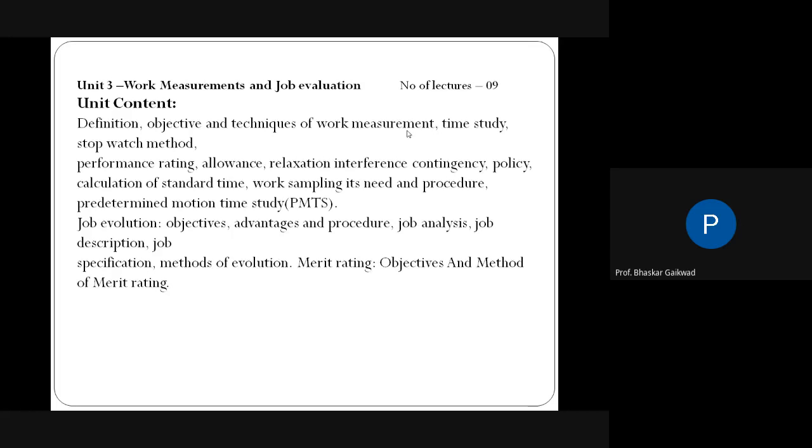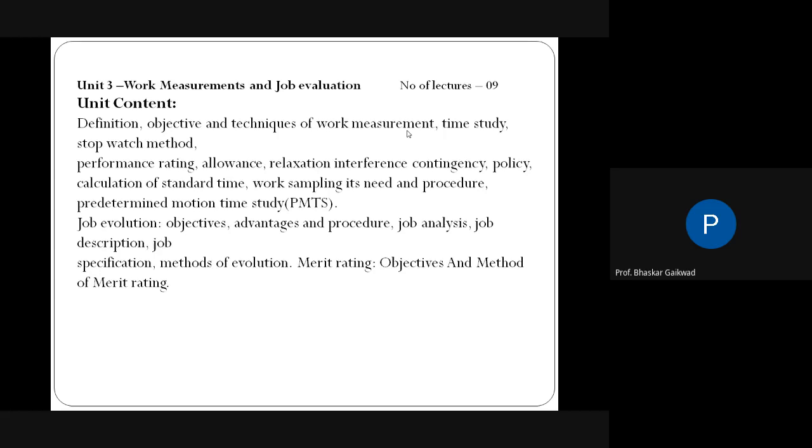So here, after the definition of work measurement, we're going to see the objective of work measurement and the techniques of work measurement. After that, what is job evaluation? What is the technique of job evaluation? What is merit rating? Why is there a need of merit rating? Why is there a need of job evaluation? And what is the importance of work measurement, job evaluation, and merit rating from the industrial point of view? So this thing we're going to see.